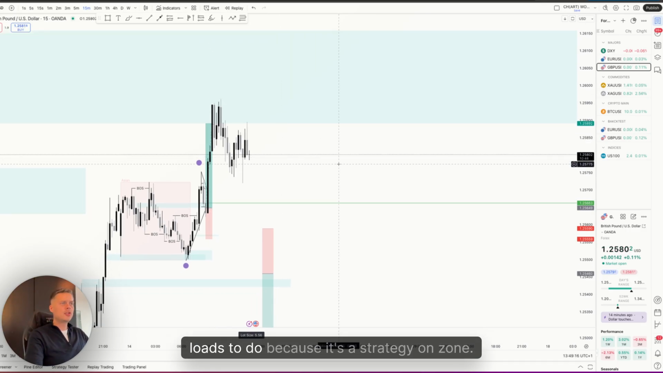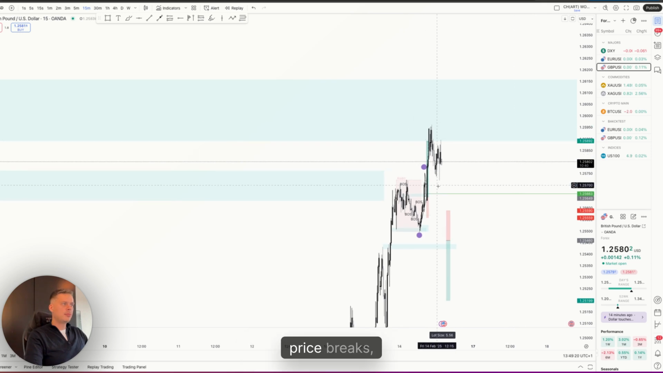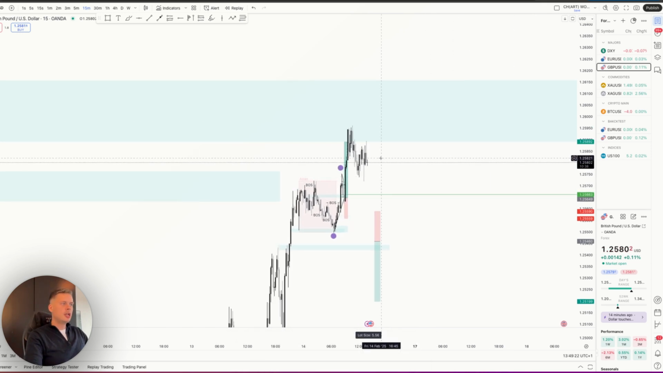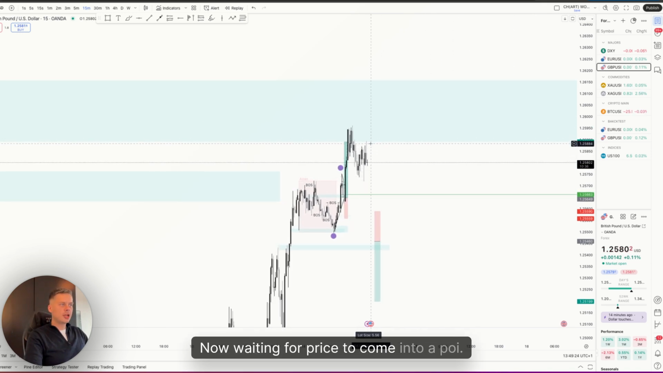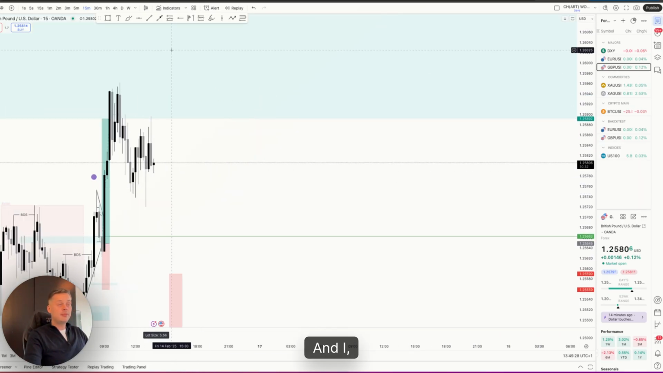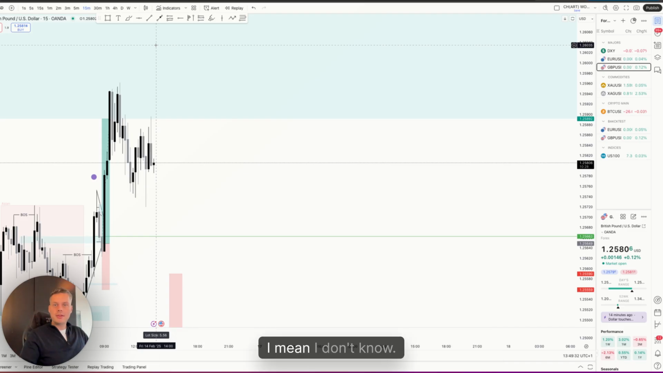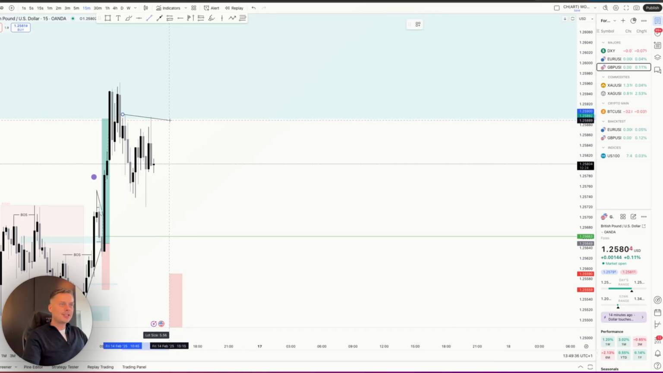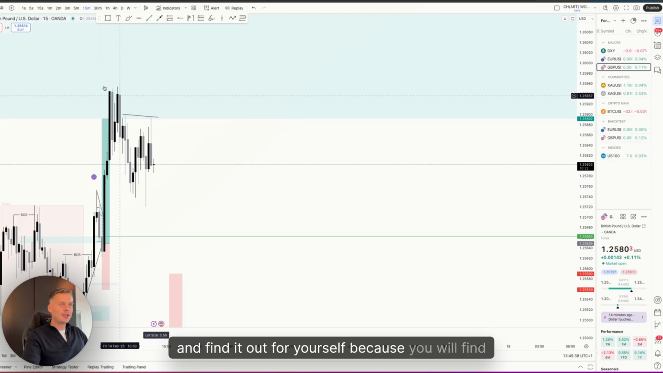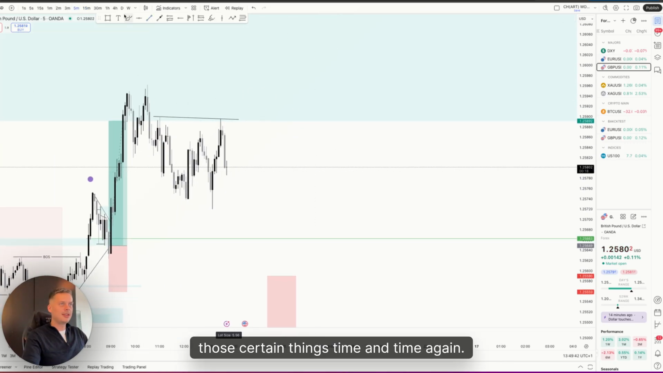And it has loads to do because it's a strategy on its own. Price comes into a POI, price breaks bearish market structure, now waiting for price to come into a POI. And let's see, right, what do we have? I'm not too sure if this stuff will really happen, but those obvious points, find it out for yourself because you will find those certain things time and time again.